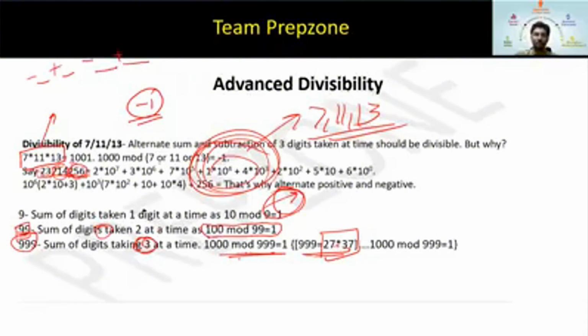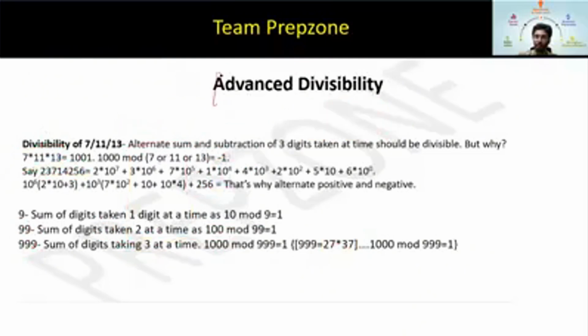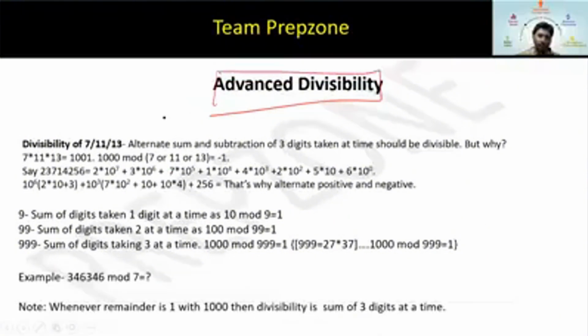Okay, so yeah, till here is it clear, everyone? Any doubts till this point in this advanced divisibility first slide? In basics, you learned what is happening. Here you are seeing the concept of why it is happening. Okay, fine. Let's take an example.